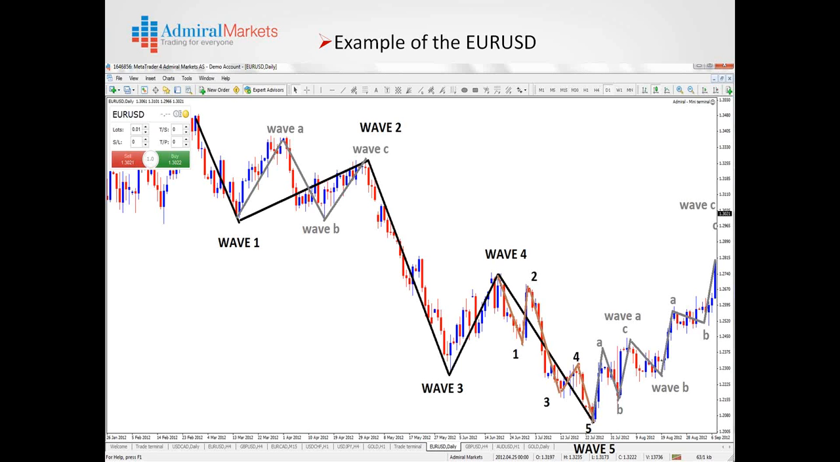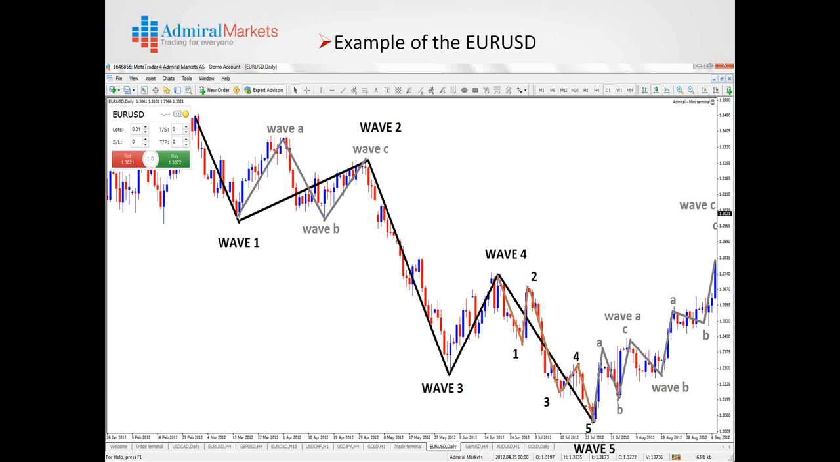Then after that 5-wave move, we can expect an ABC, and you can see we're making ABCs to the upside, an ABC for wave A, wave B, then an ABC for wave C, etc. So this is the typical, perfect example of a 5-wave structure with corrections and impulses within those waves, and a perfect example of some corrective patterns after that. All right.